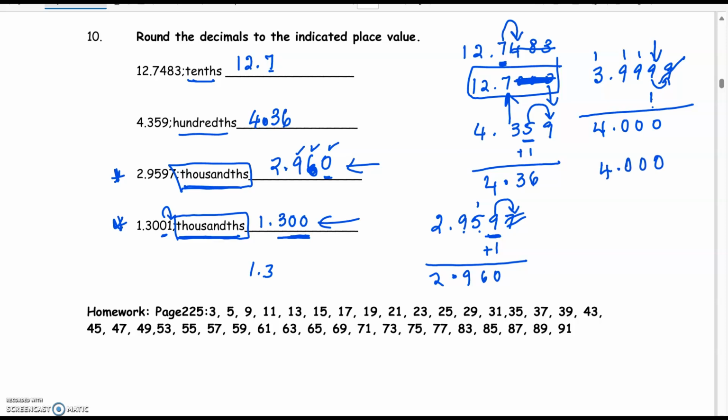4.000. Since I said round it to the thousandths place, do not discard these zeros. You need to keep them, even though they do not add value to the number, because this is the same as 4 in value. But the function of these 3 zeros is very important. They kind of send the message that the number has been rounded to the third decimal place value, which is the thousandths place.